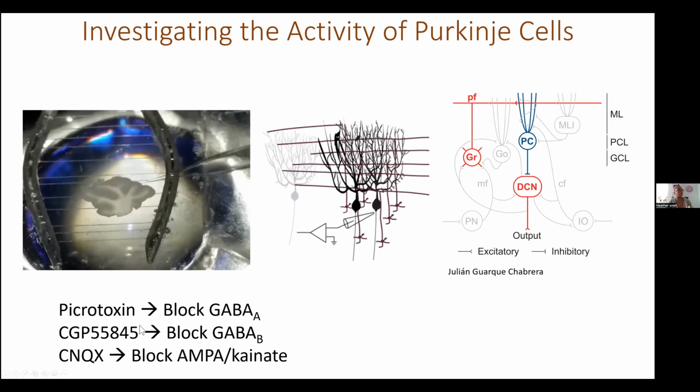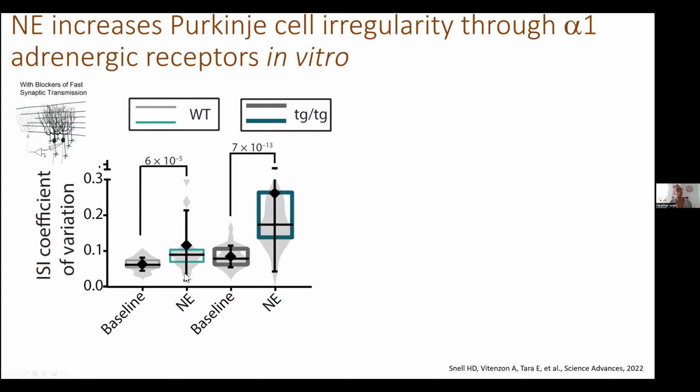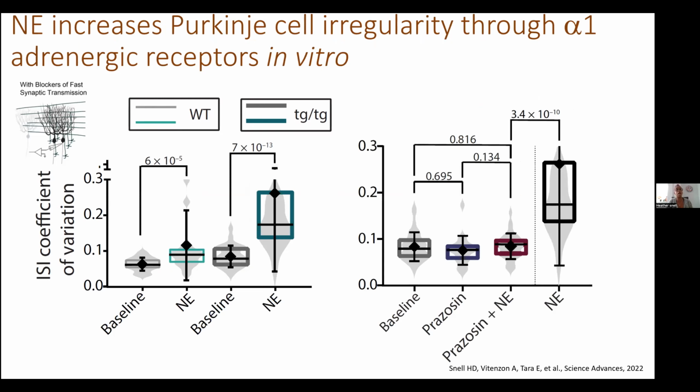And so we added picrotoxin, CGP, and CNQX, and we added norepinephrine to the bath and saw what it did to our Purkinje cell activity. And what we found was norepinephrine caused a significant increase in the irregularity of firing in both wild type and in tottering mice. And this is our ISI CV, or measure of regularity. And when we added prazosin prior to adding norepinephrine, that prevented this increase in irregularity that we see.